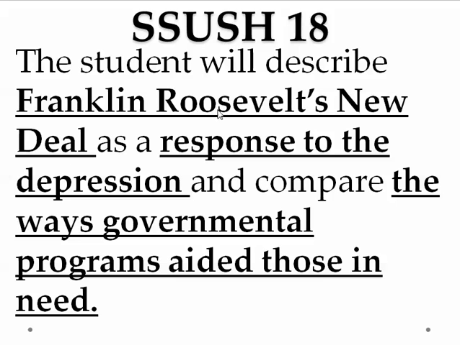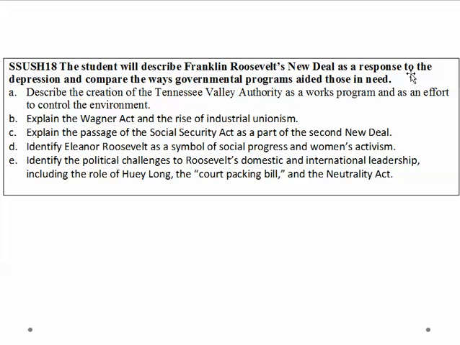All right, let's look at Standard 18. 18 is dealing with the Great Depression, and the stem says the student will describe Franklin Roosevelt's New Deal as a response to the Depression and compare the ways governmental programs aided those in need. And that's the stem here on 18. We have, let's see, 1, 2, 3, 4, 5 substandards here. We're going to go through each one of those.